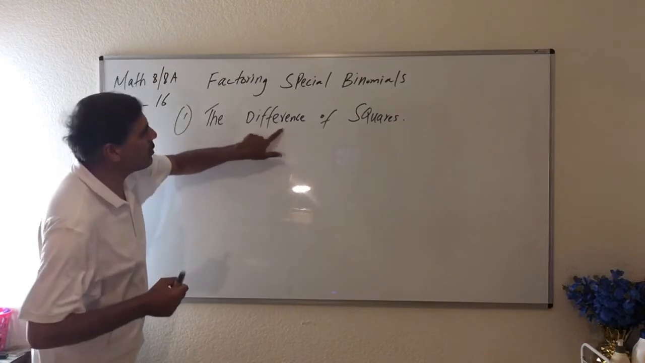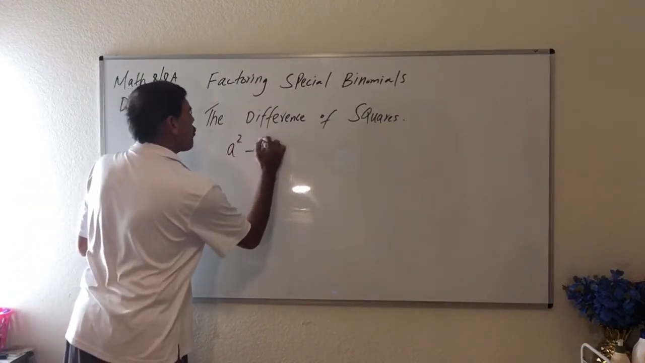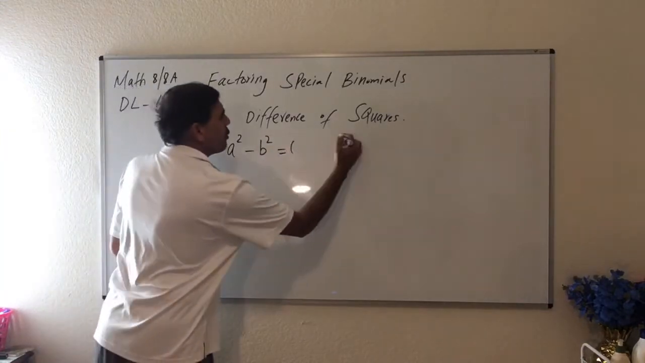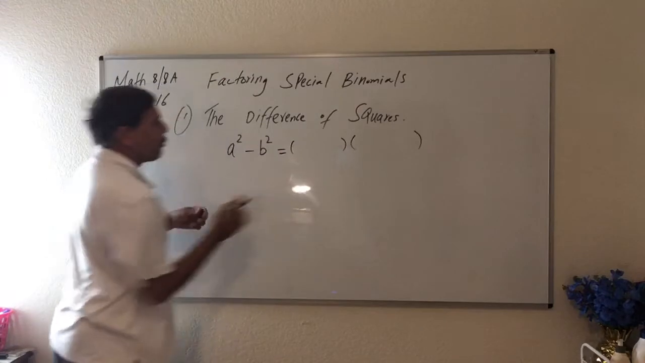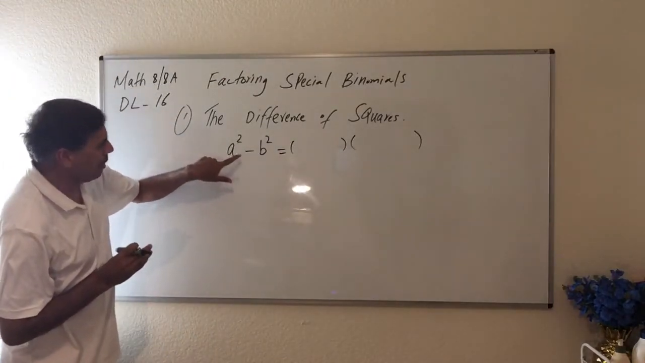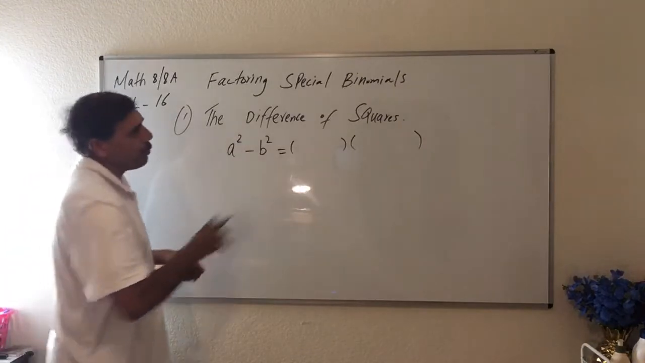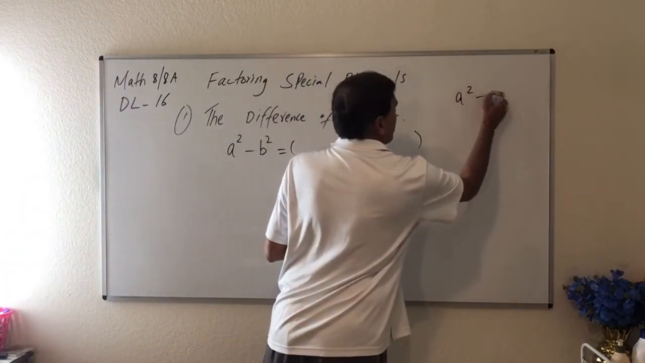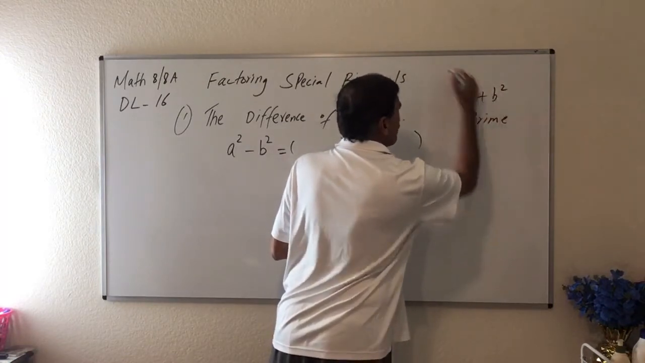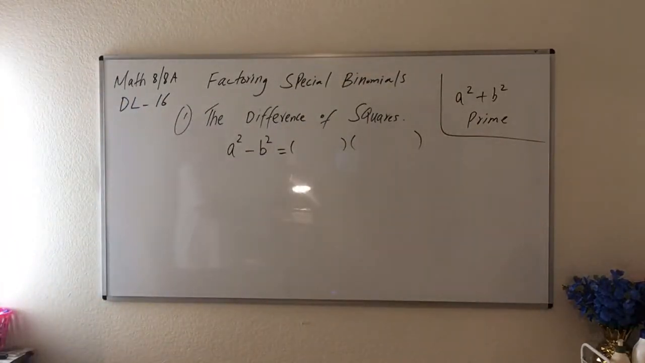The difference is a subtraction, so something like this: a squared minus b squared. Remember there can be two binomial factors, so you always want to write it as a perfect square. First of all, this special case is only good for subtraction. If there is something like a squared plus b squared, that is prime. So keep in mind, this is only good for the difference of squares.